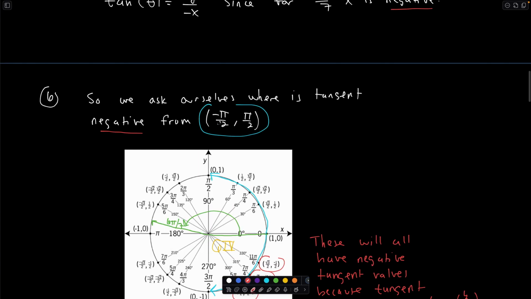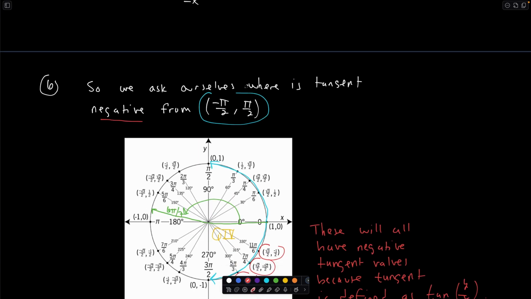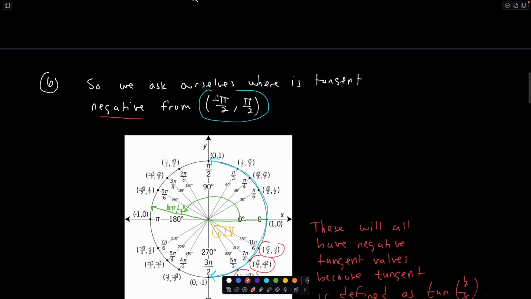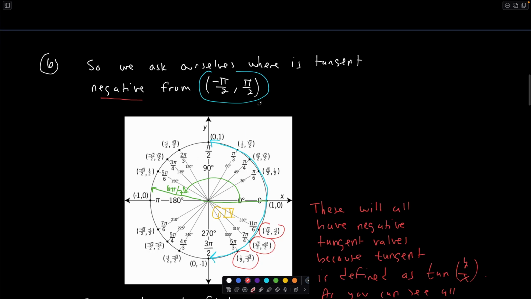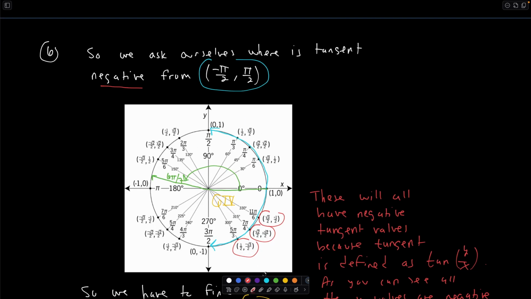So next step is, we have to ask ourselves, where is tangent negative from negative pi over 2 to pi over 2? So I'm kind of stuck here. Remember, I'm stuck here going this way to this way. Where are my tangents negative? If you look here, these are all positive, right?